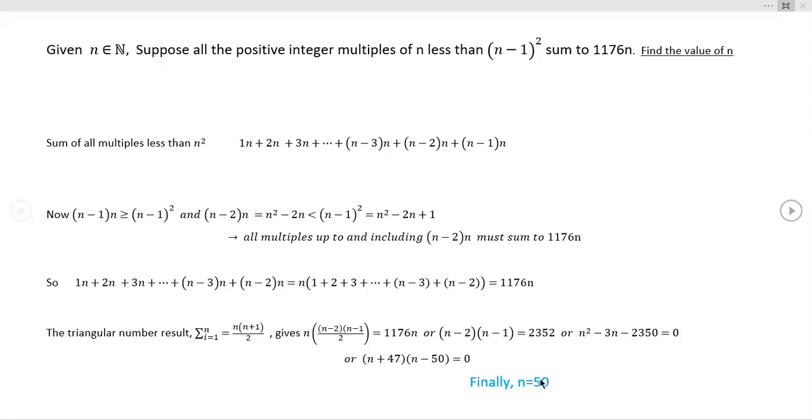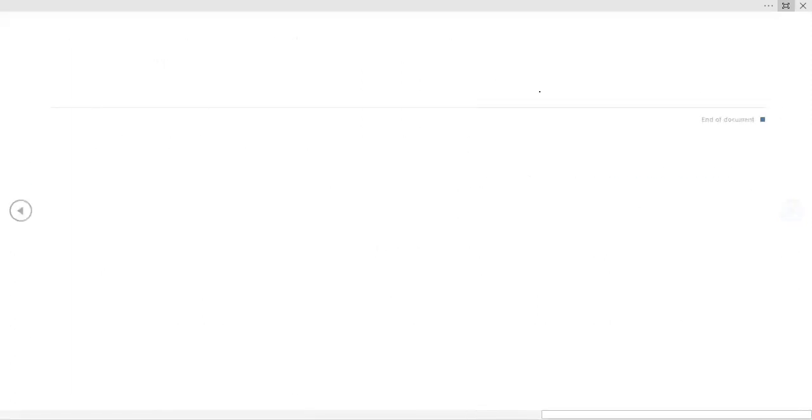Now, so the answer is 50, and it's not particularly easy to check right here, because what that really means is you would have to add up the first 48 multiples, okay? And that's quite a bit of work. So what I'm going to do is show you guys a special case of this, so you'll be convinced that it's true here. Let's see here.